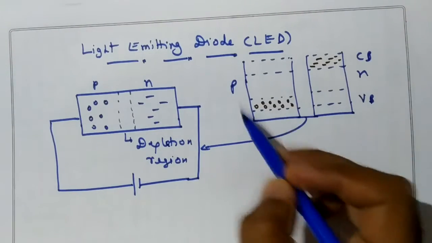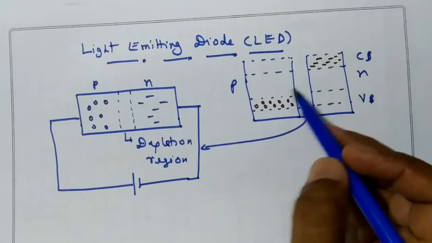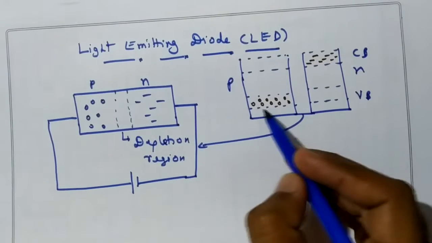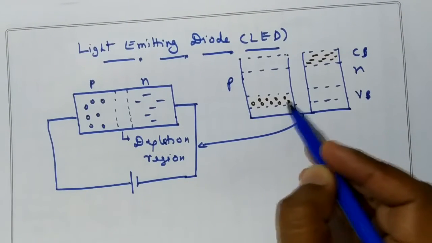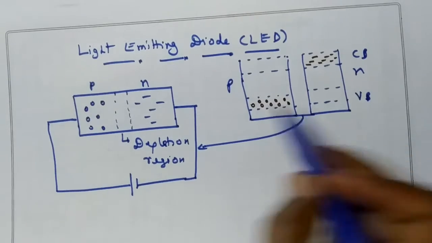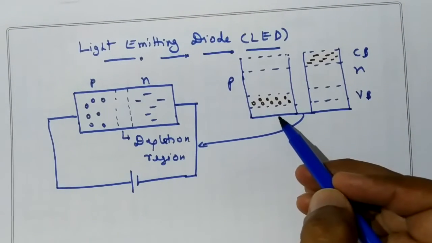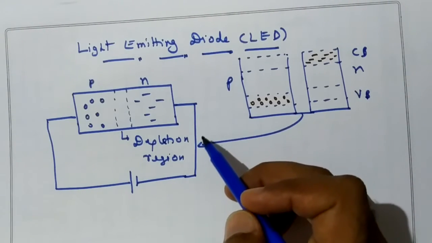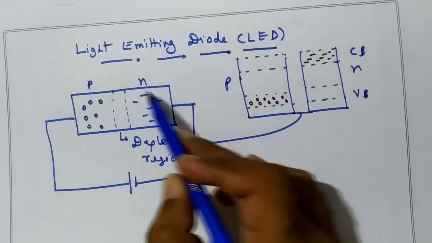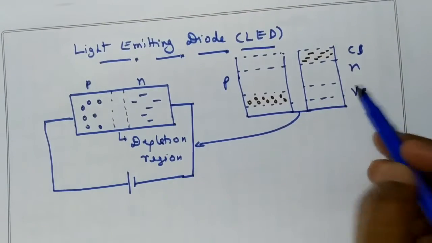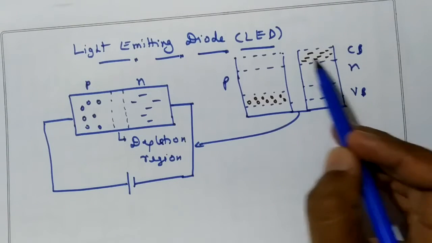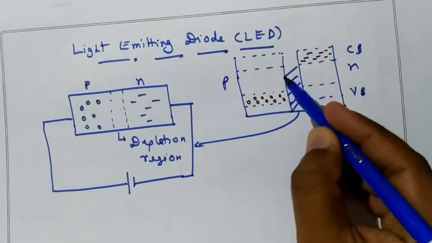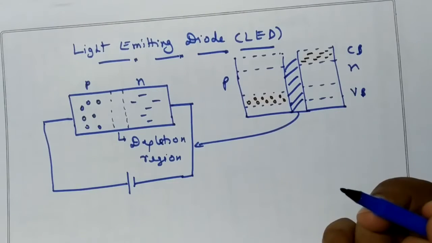To explain this, we will take the energy levels of both P and N type. This is the P type semiconductor, where holes are the majority charge carriers, which are in the valence band. Since it is forward bias, we discuss only the majority charge carriers, not the minority charge carriers, because when the diode is forward biased, there is no minority charge carrier current. Now this is the N side. This is the energy level diagram, where there are free electrons in the conduction band, and this is the depletion region.